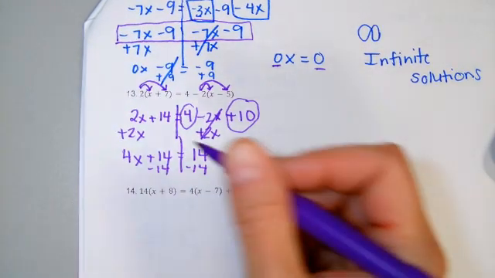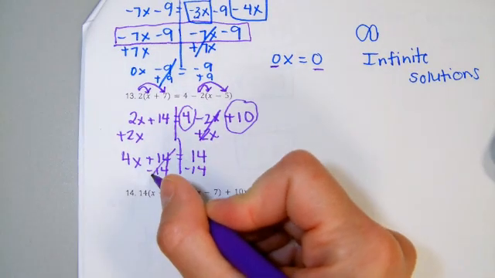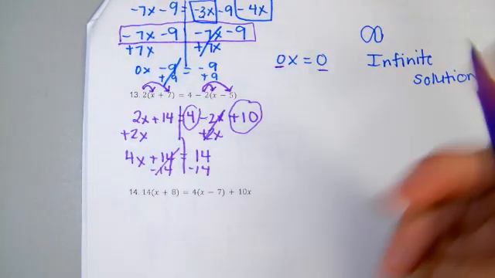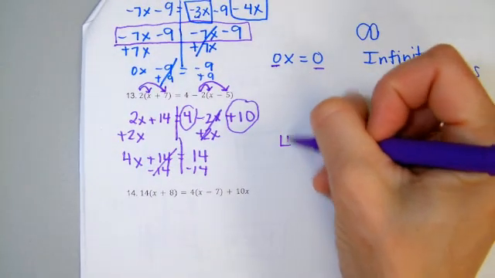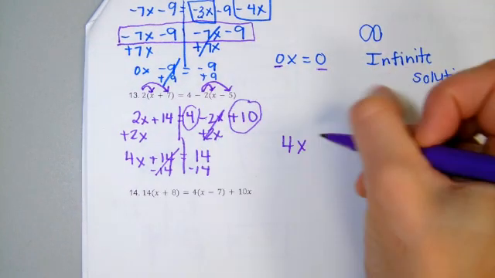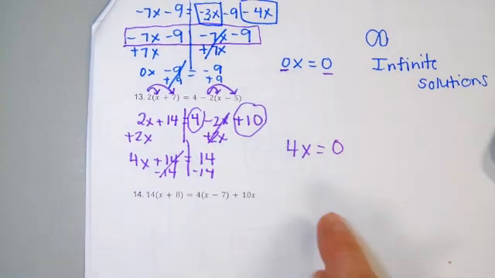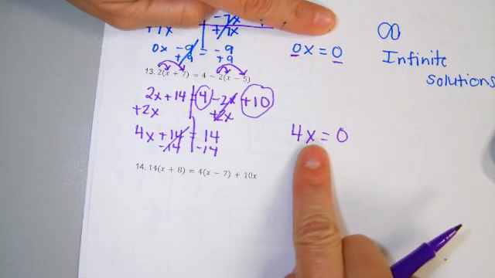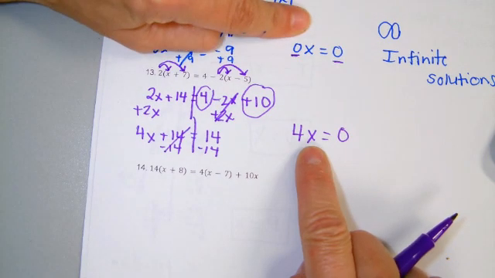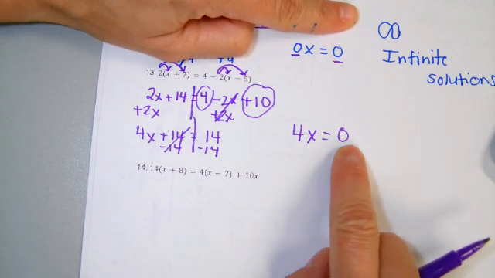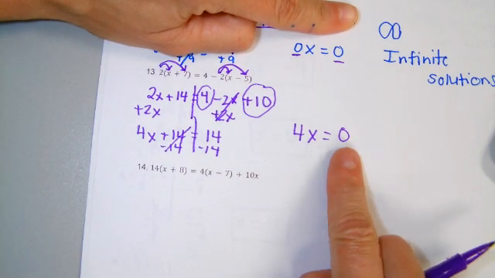Okay, again, this looks funny, right? This was the one I'm canceling. I'm running out of space, so I'm going to write it up here. But I have 4x now. 14 minus 14 equals 0. Notice the difference. This one had zeros on both sides. This one only has 0 over on the right side.